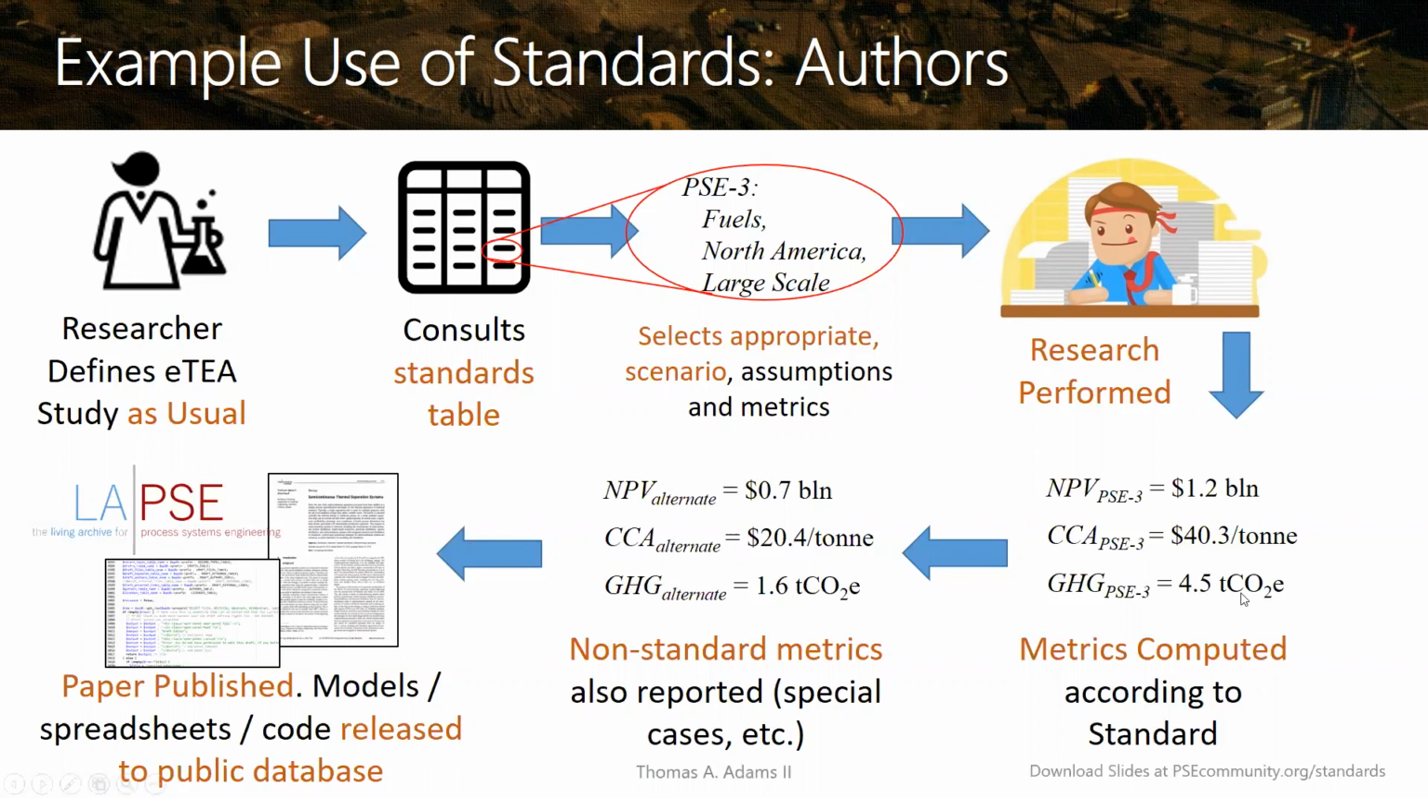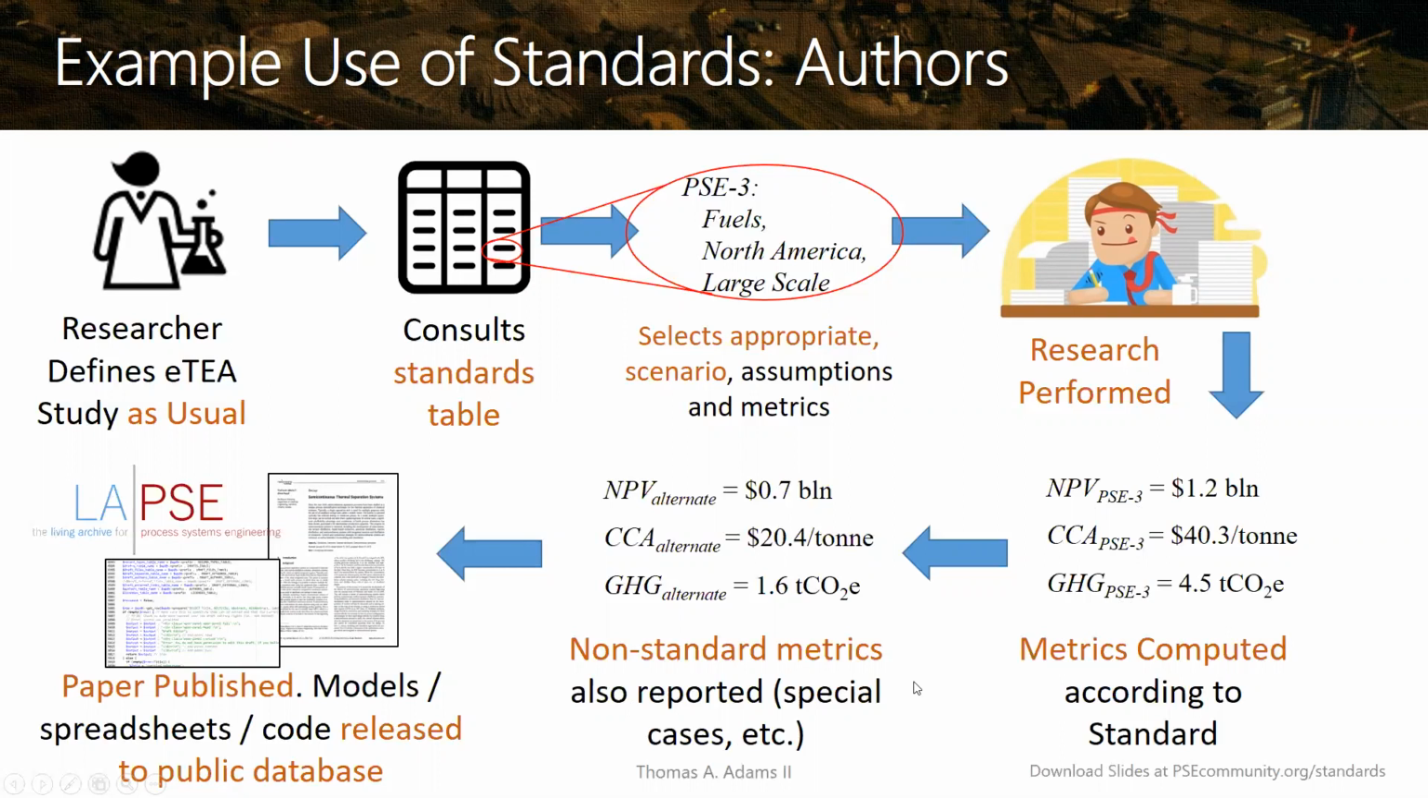And then when I present it, I have a standard way of presenting the information so that it is very clear how that number was computed. So for example, net present value under the standard. In this case, cost of CO2 avoided under the standard, greenhouse gas emissions under the standard. It becomes immediately clear what I've done.